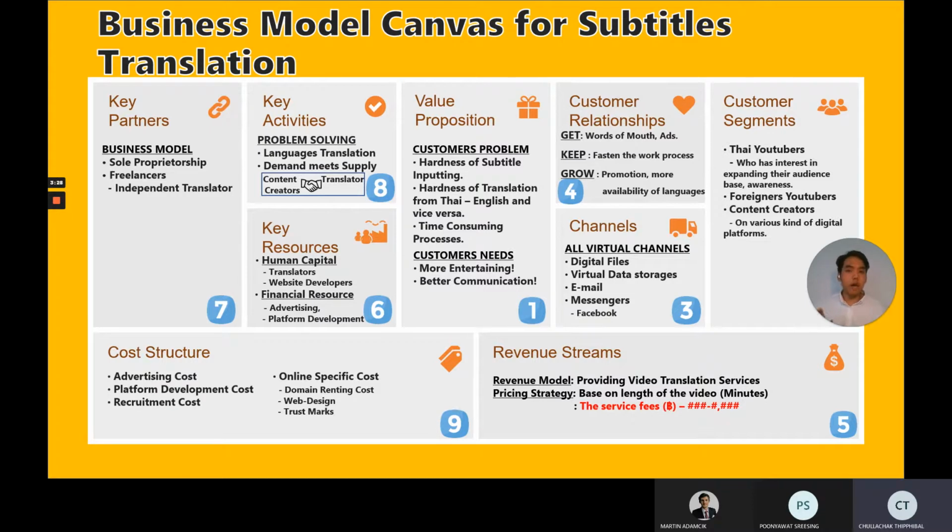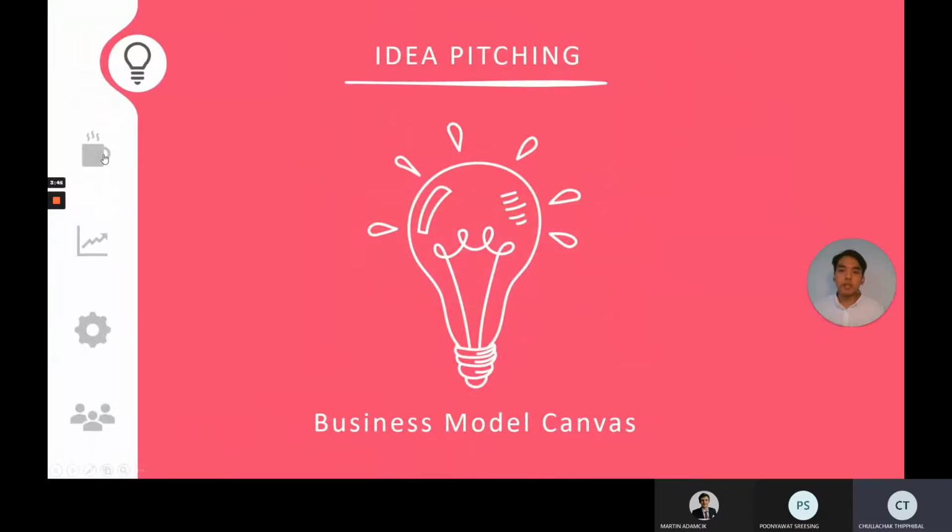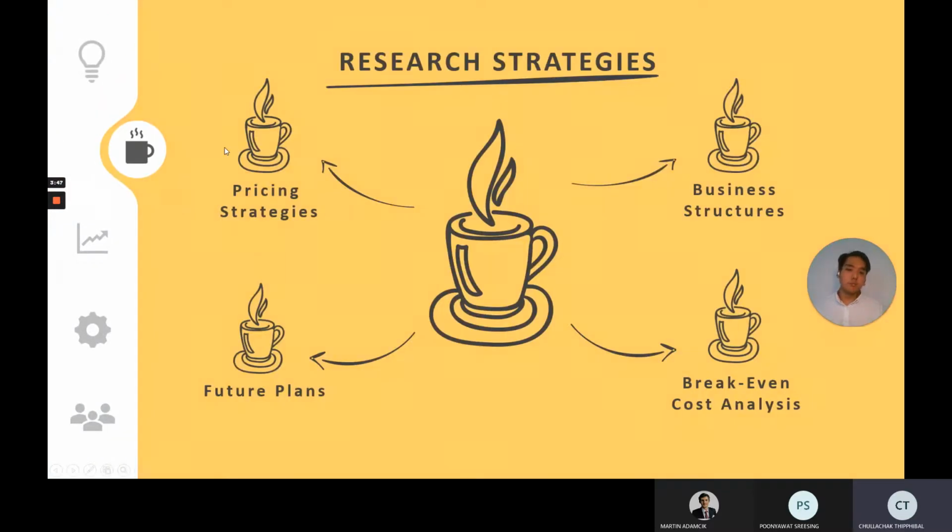Another important part, on the bottom left, is the cost structure. As the business owner, I have to come up with all the costs: fixed costs, variable costs, explicit costs, and implicit costs, which will be discussed later. That's my business canvas in the pitching period. Moving on to the second part of this research, the pricing strategy.